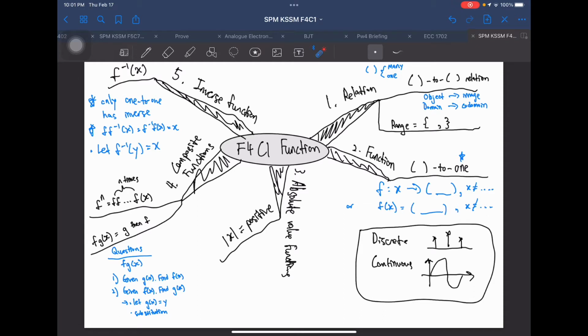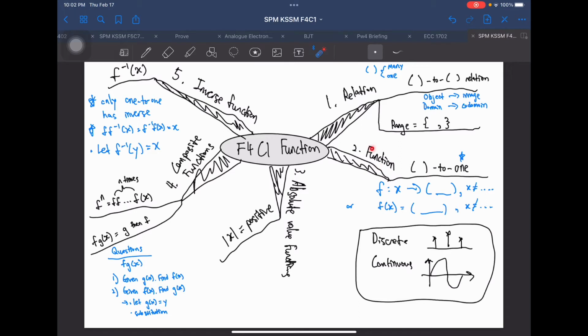Today I am going to summarize Form 4 Chapter 1 Functions and give some tips in answering KBAT questions. So this is Form 4 Chapter 1 Function, and the first thing we learn in this chapter is relation. Relation is where you map one to one, one to many, many to one, or many to many. And then your functions map an object to an image, a domain to a codomain, and the range is given by this symbol. Okay, so what is function?